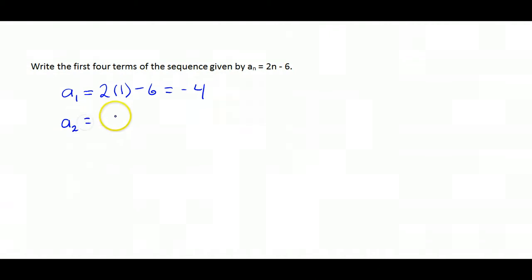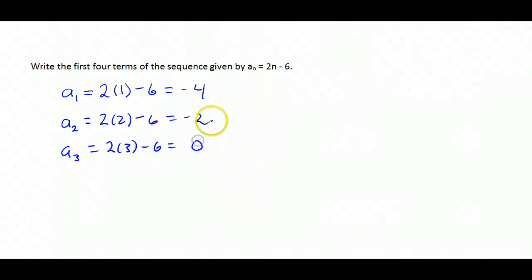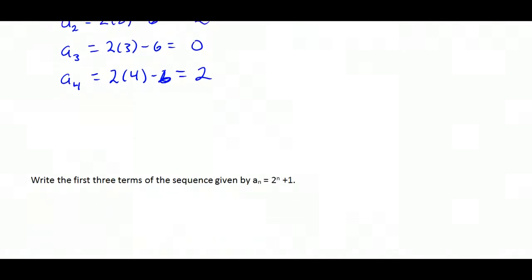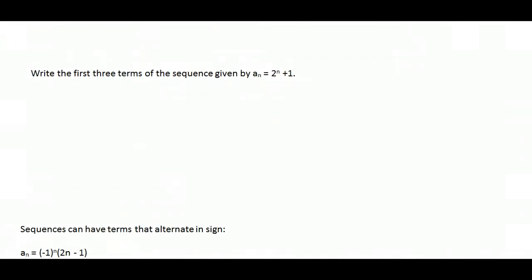A sub 2 means wherever there's an n, put in a 2. So that's 4 minus 6, which is negative 2. A sub 3 is going to be 2 times 3 minus 6, which is 0. Are you seeing a pattern here? And a sub 4 is 2 times 4 minus 6, which is equal to 2. So this sequence, every term increases by 2. Okay, n can be anywhere.